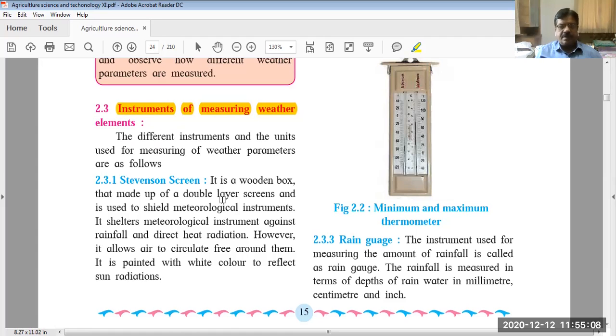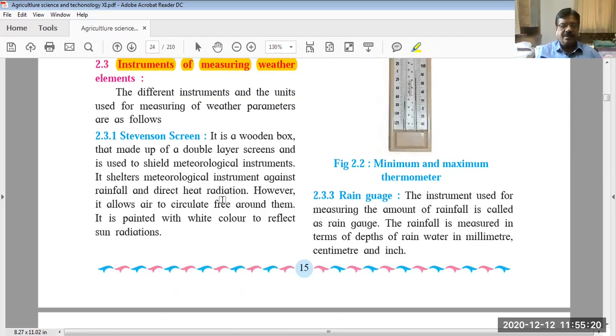There are different factors which are required for crop growth, but whether these factors are available to the crop in the required manner can be decided only after measuring the particular factor. Now let us go one by one. The first instrument is called the Stevenson screen. This is a very important instrument used in a meteorological laboratory.